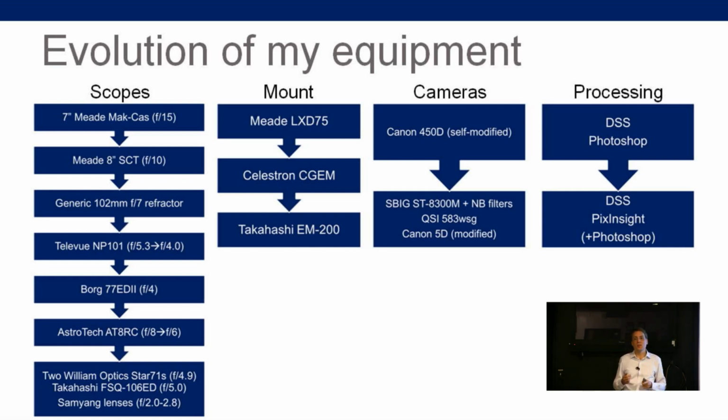Right now I shoot with two 8300 chip cameras, the QSI and the S-Big. Both actually are pretty old. That's the original ST8300. I've got narrowband filters on those, and I just recently got a Canon 5D, which I had Hap Griffin modify. I've gotten to use that a little bit, which has been a lot of fun.